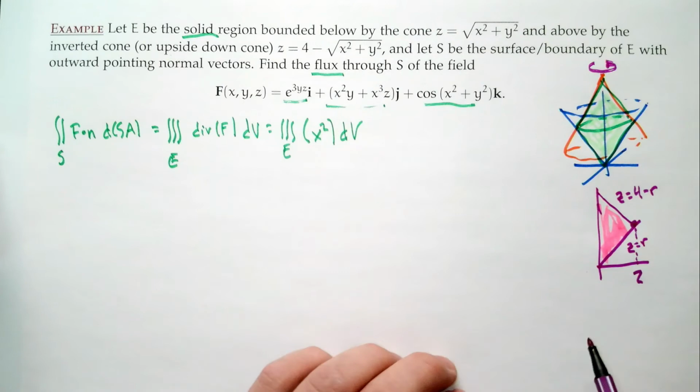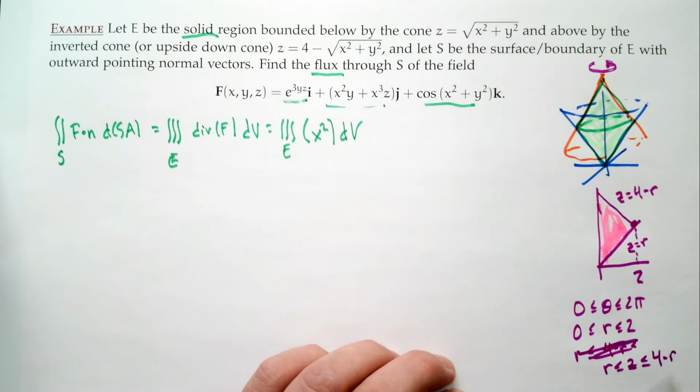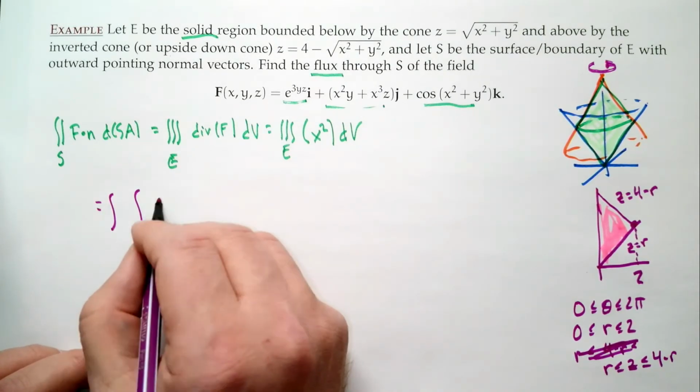So what do we get? Well, our bounds are 0 to 2 pi for theta, 0 to 2 for r, and then we go from r up to 4 minus r for z. There we go. So this is integral, integral, integral.